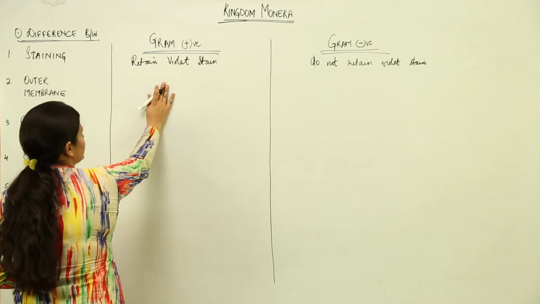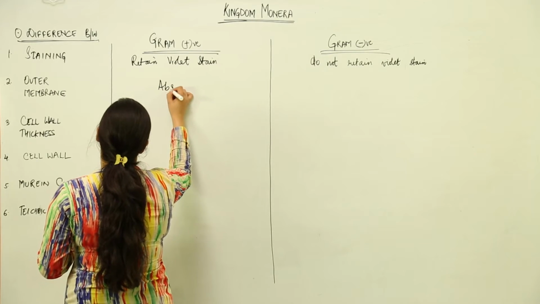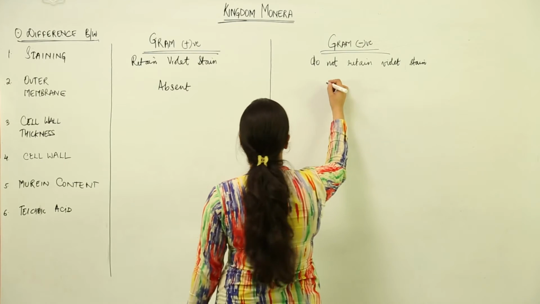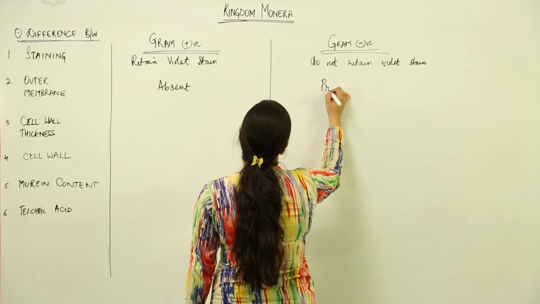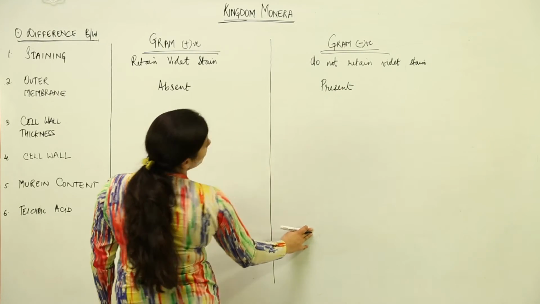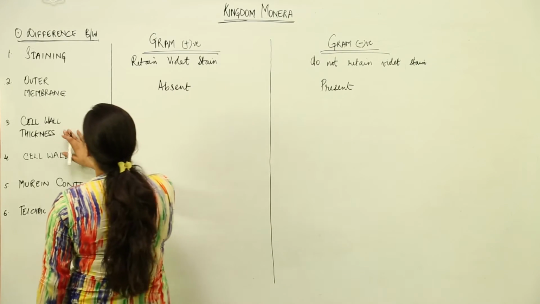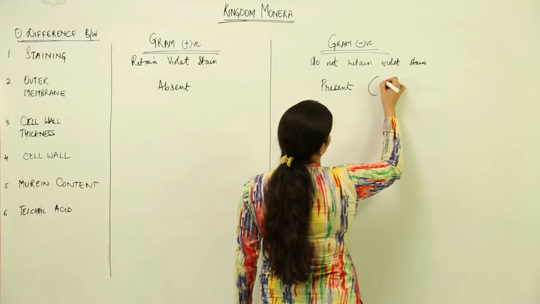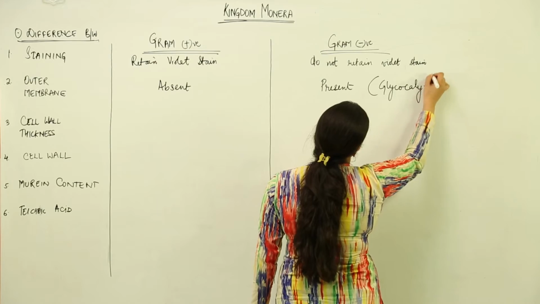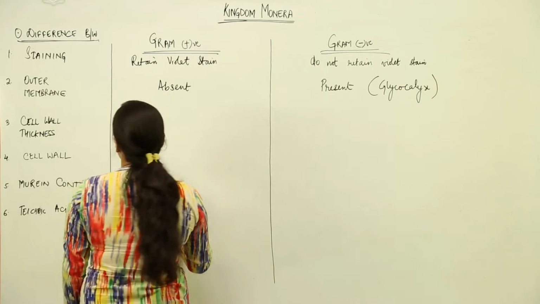Talking about the outer membrane, gram positive bacteria do not have an outer membrane, it is absent. In case of gram negative bacteria, the outer membrane is present. Now, what is that outer membrane known as? That is known as glycocalyx. So, these have glycocalyx, they do not have glycocalyx. Glycocalyx could be present in the form of a capsule, or it could be present in the form of a slime layer. We are going to discuss that in detail.